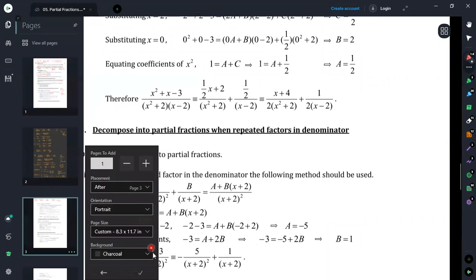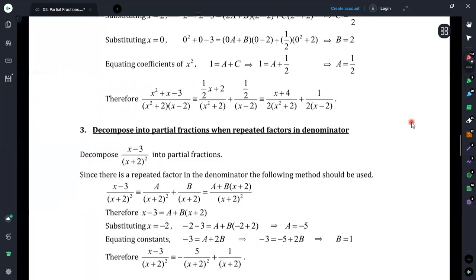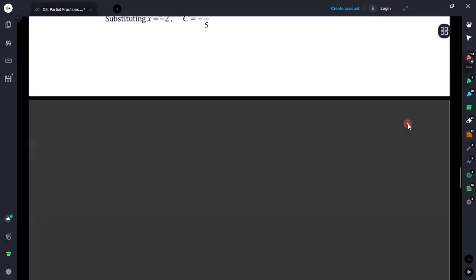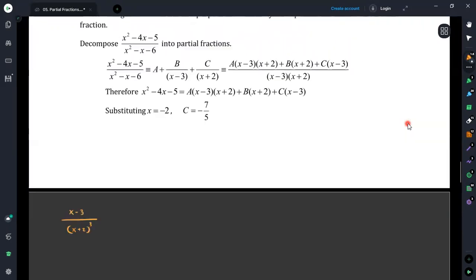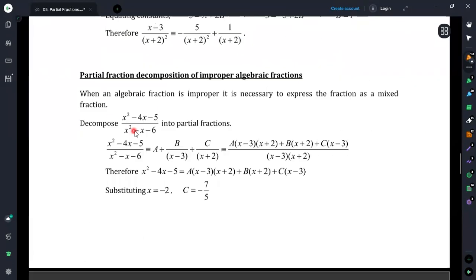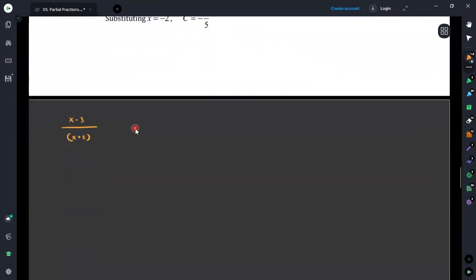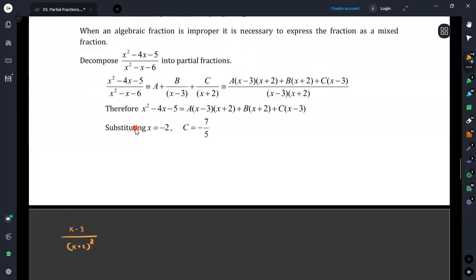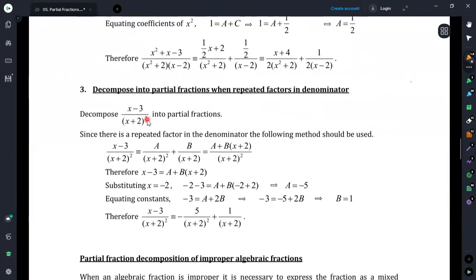If I consider the calculation on this, we are having this example given as x minus 3. In the numerator we are having x minus 3. For the denominator we are having x plus 2 to the power 3. Now we can see that there is a repeated factor. We can see we are having a factor, but it is repeated. Here it is given as repeated factor, it is 2.